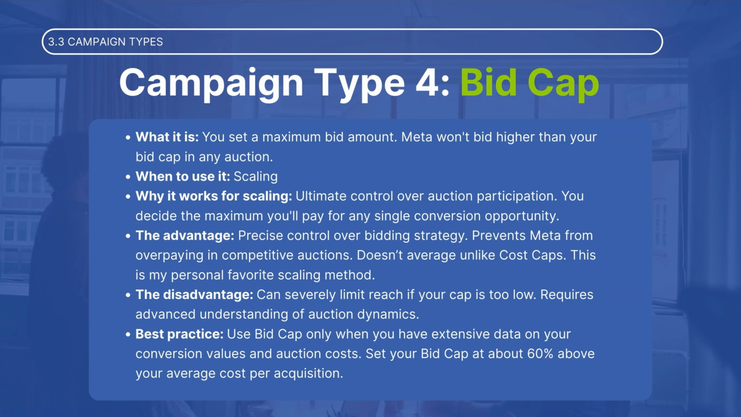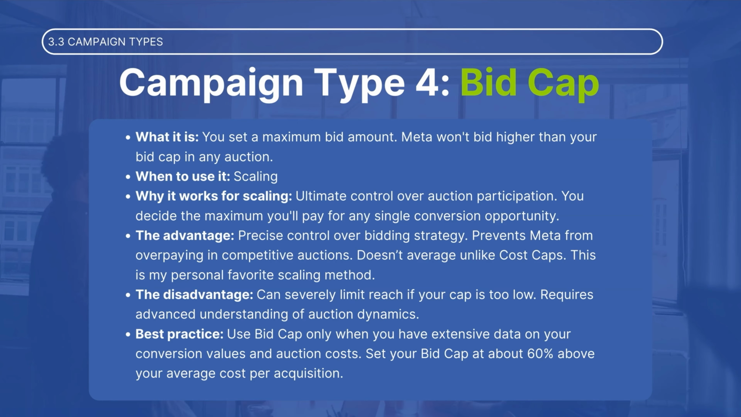And lastly, bid caps. In this type of campaign, you set a maximum bid amount and Meta won't bid higher than your target in any auction. When to use it. Scaling. Bid caps have ultimate control over auction participation. You decide the maximum that you'll pay for any single conversion opportunity. The advantage, precise control over your bidding strategy, prevents Meta from overpaying.